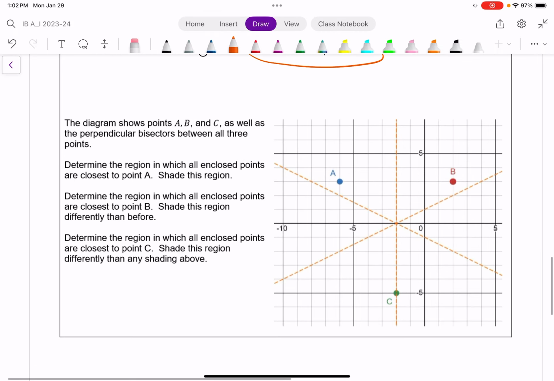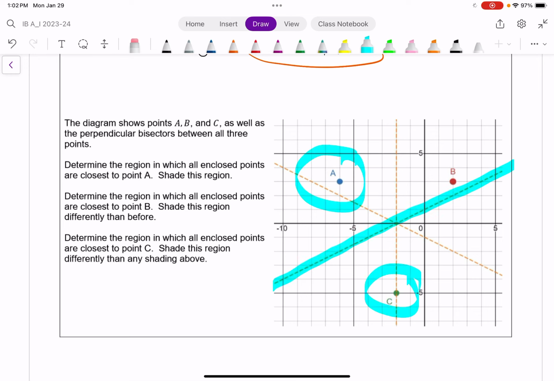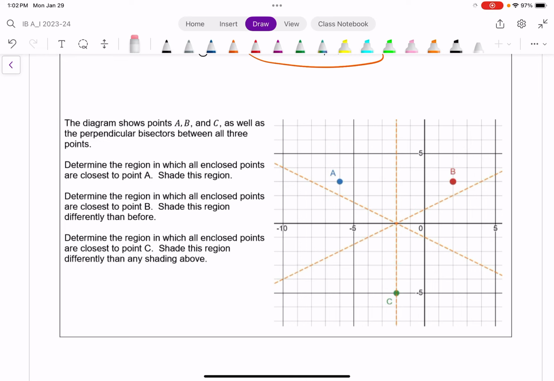All right, last one. I have 3 points, A, B, and C, and you can see those dashed orange lines are the perpendicular bisectors between all of them. For example, this line here is the perpendicular bisector between B and C. And this line here, looking at this, must be the perpendicular bisector between A and C. All right, with that said, 3 questions that are all kind of the same. Determine the region in which all enclosed points are closest to A.